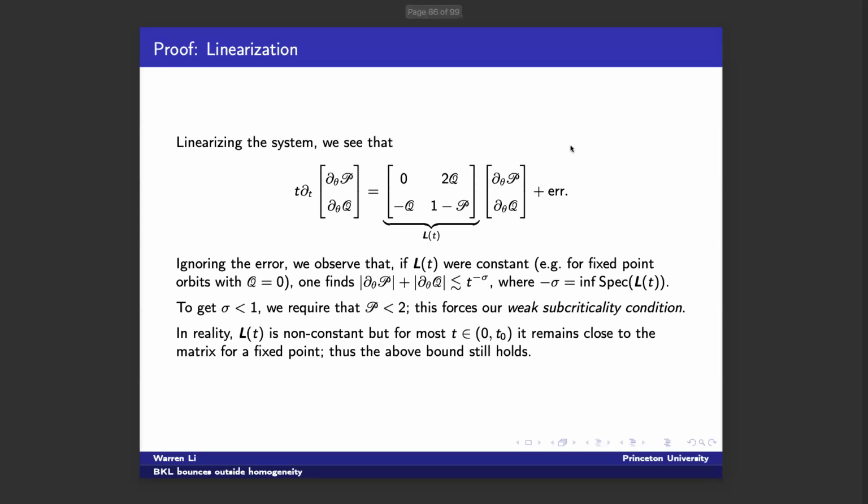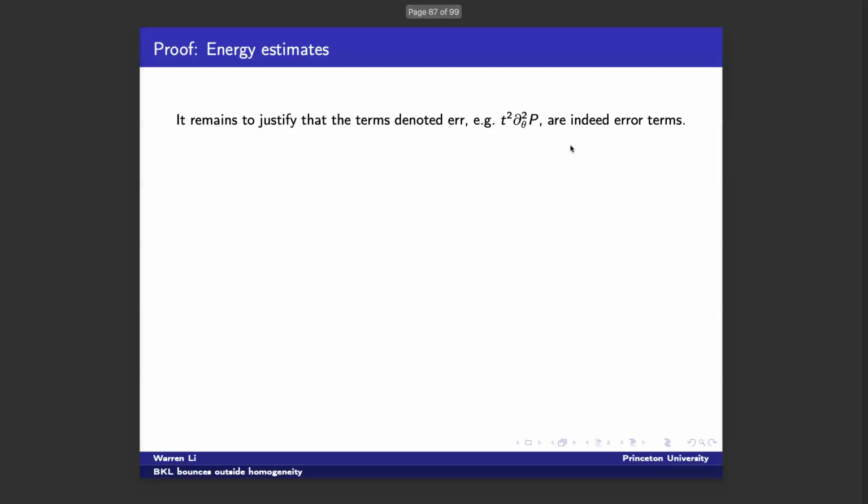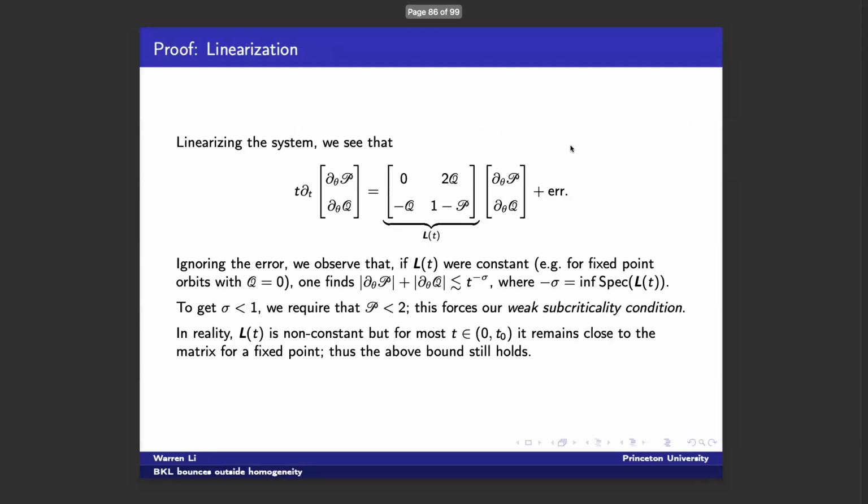Good. Of course, in reality, this matrix is not constant. It depends on some complicated nonlinear orbit. But the key is that, in some quantitative way, for most values of t, it's actually very close to it. Because it's close to a fixed point, I can still get it back. Close to meaning either close to an unstable or close to a stable one. So good, that's how we did part 2.